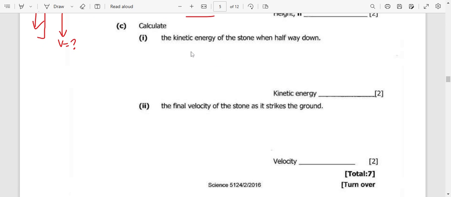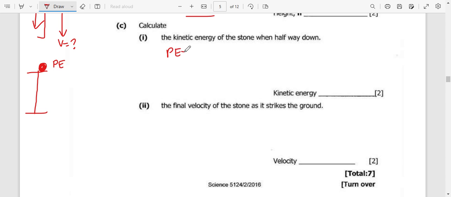The next question: calculate the kinetic energy of the stone when halfway fallen. Okay, the kinetic energy of the stone when halfway down. Now the first thing that I'm going to do, remember we already said when it is here it only has potential energy, right? So here it has got potential energy. So I'm first going to calculate the potential energy on top.